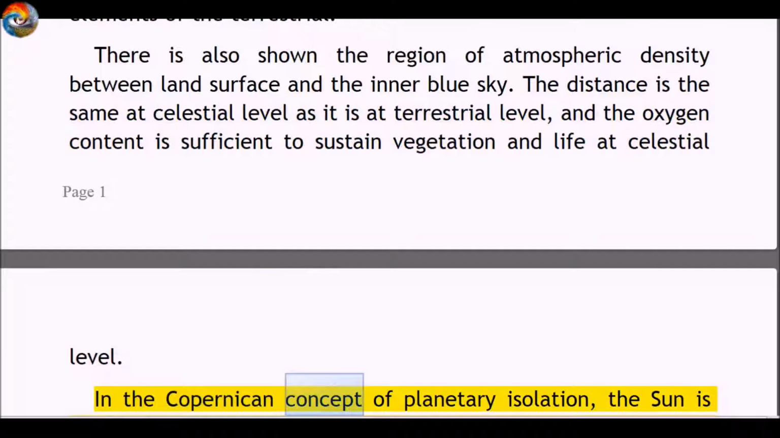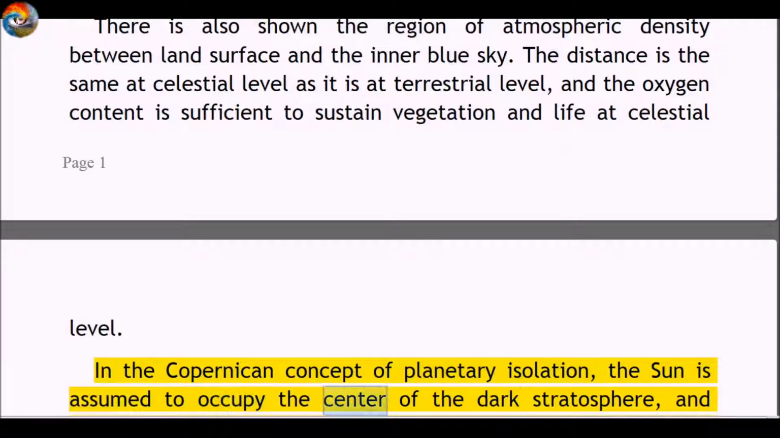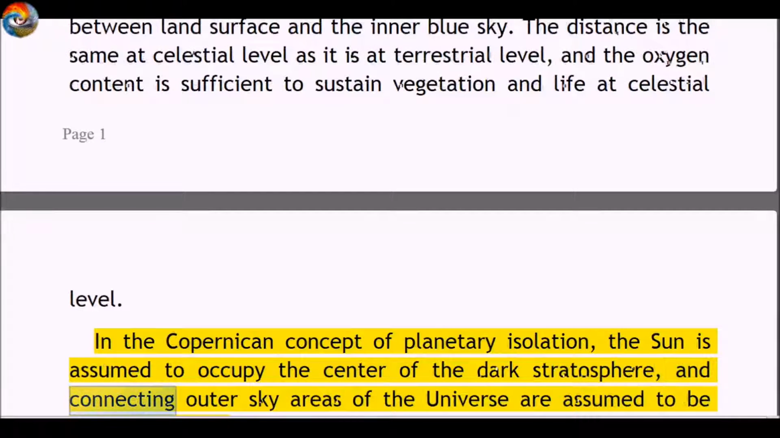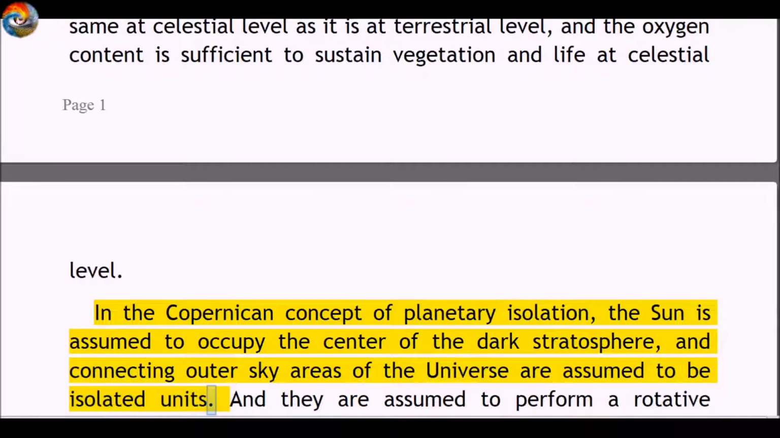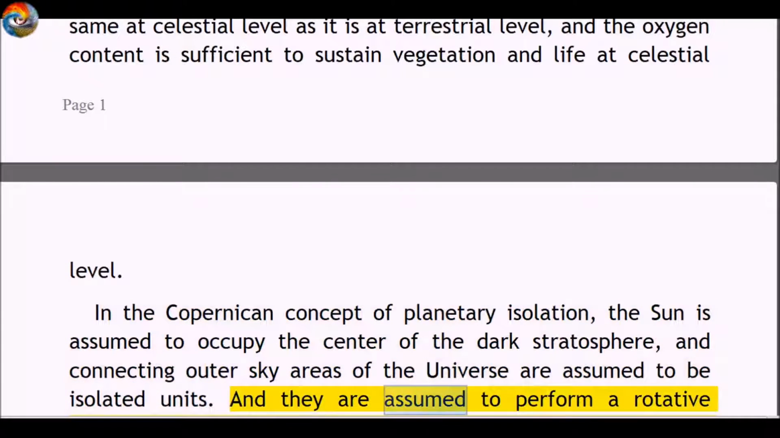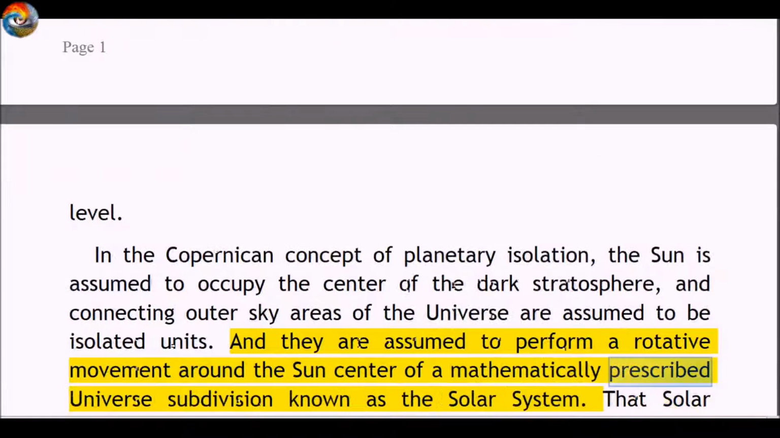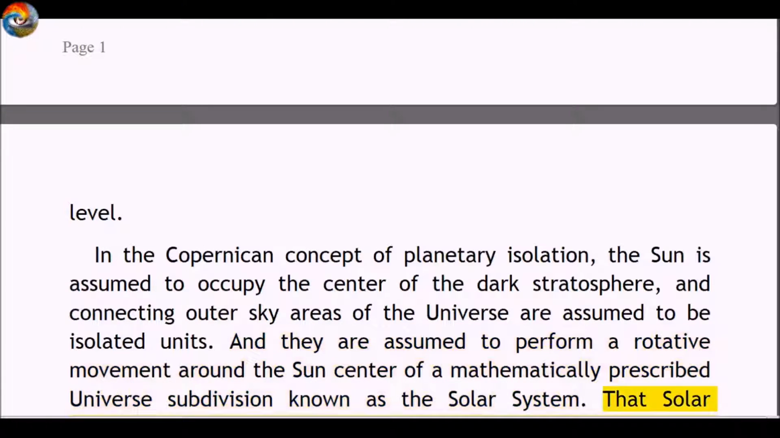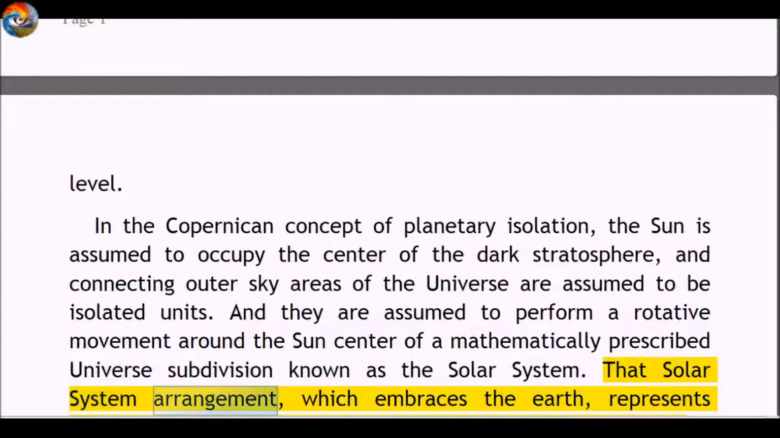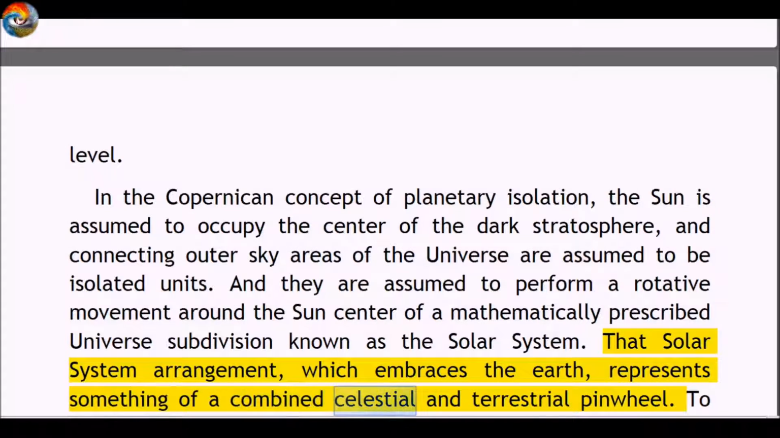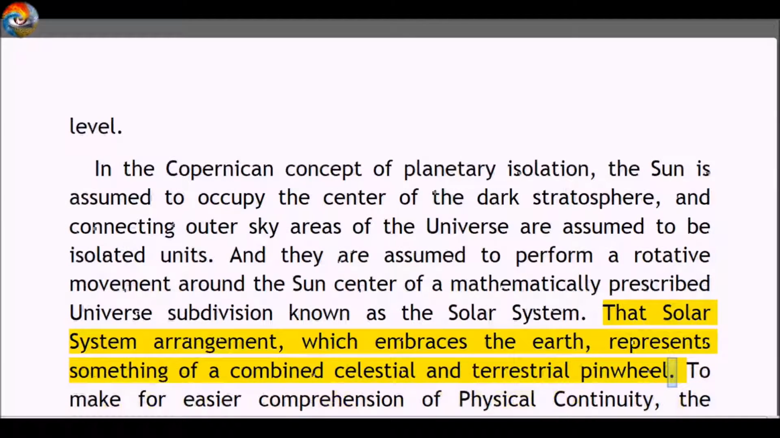In the Copernican concept of planetary isolation, the Sun is assumed to occupy the center of the dark stratosphere, and connecting outer sky areas of the universe are assumed to be isolated units. And they are assumed to perform a rotative movement around the Sun center of a mathematically prescribed universe subdivision known as the solar system. That solar system arrangement, which embraces the Earth, represents something of a combined celestial and terrestrial pinwheel.